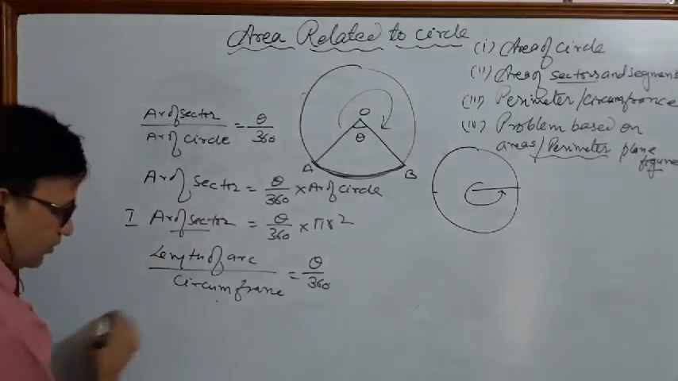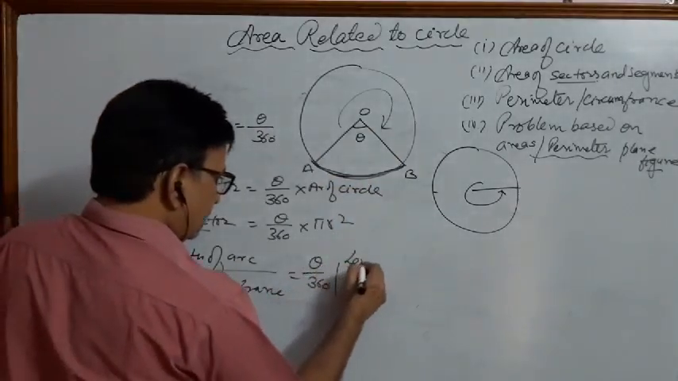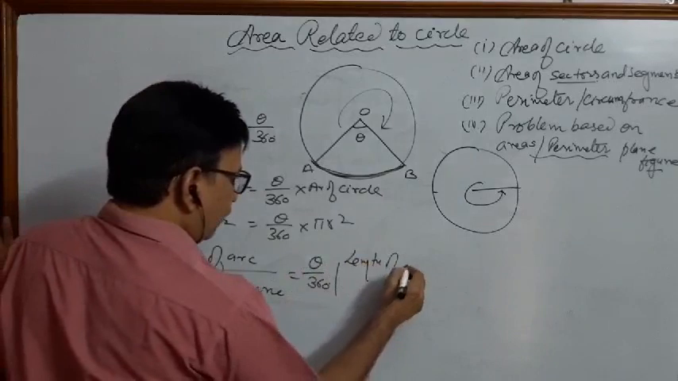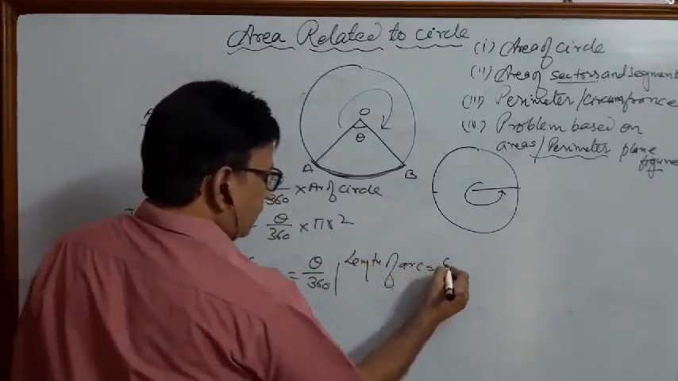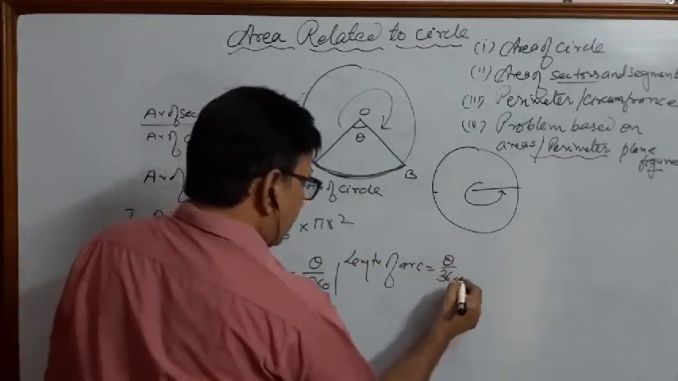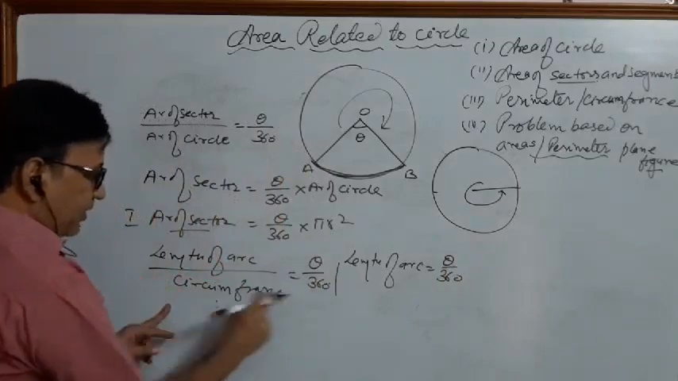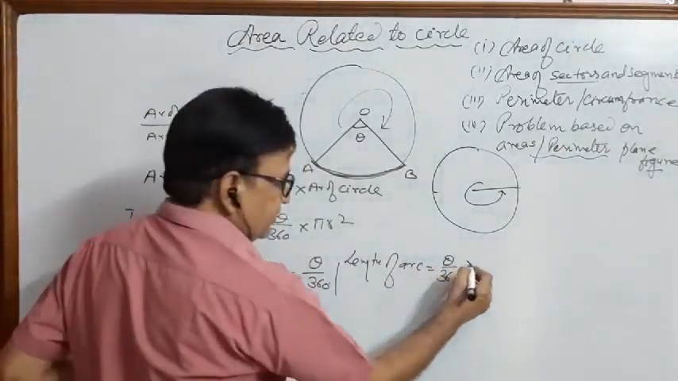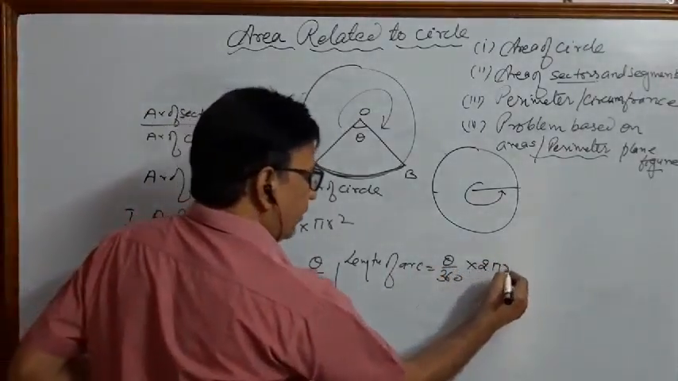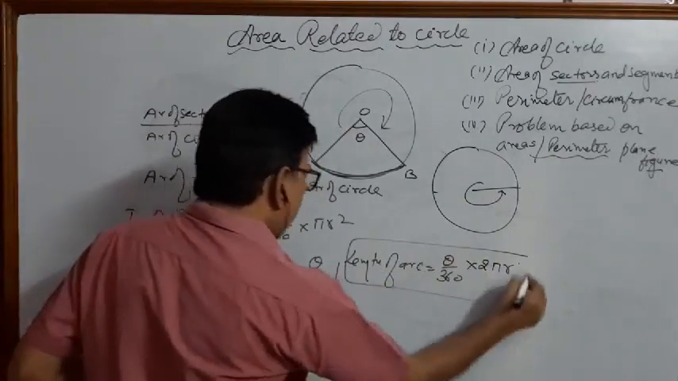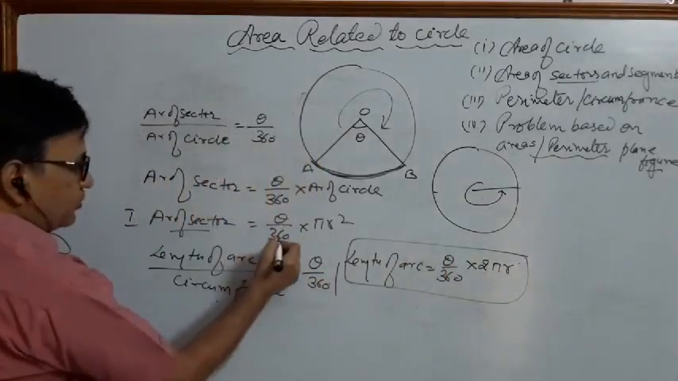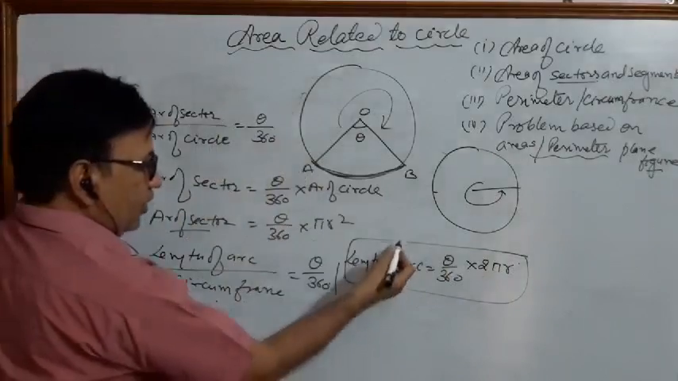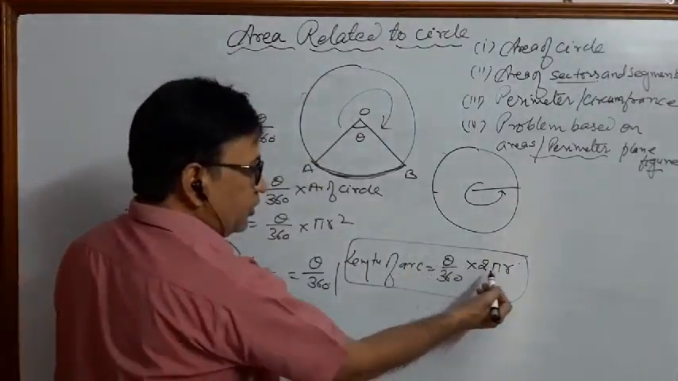Therefore length of arc equals theta upon 360, and you can cross multiply it by circumference, and you know circumference is 2 pi r. So here are the two formulas. Area of sector is theta upon 360 pi r square, length of arc is theta upon 360 2 pi r.